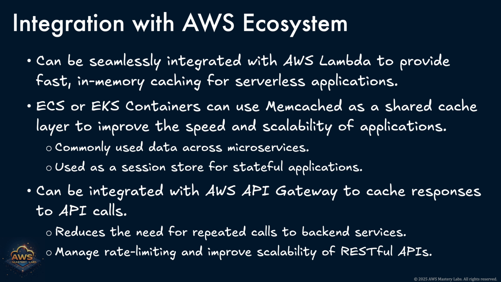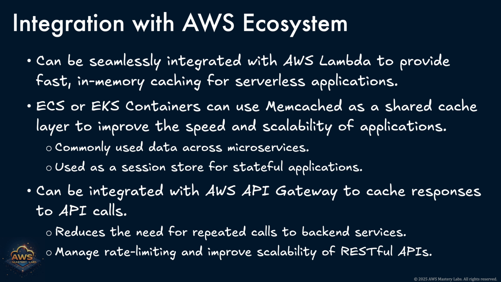This is particularly useful when your Lambda functions are triggered frequently and need fast access to commonly used data. With this integration, you can also set up automatic cache invalidation when data changes, ensuring that your cache remains up to date in real time.